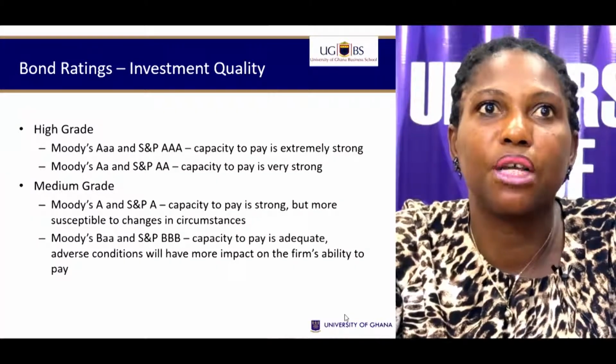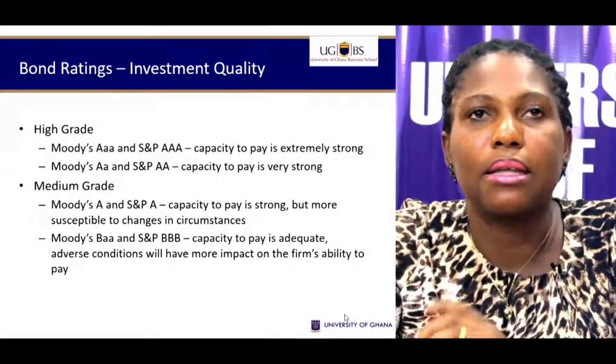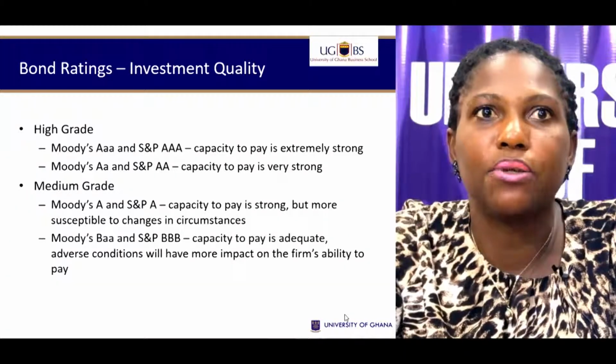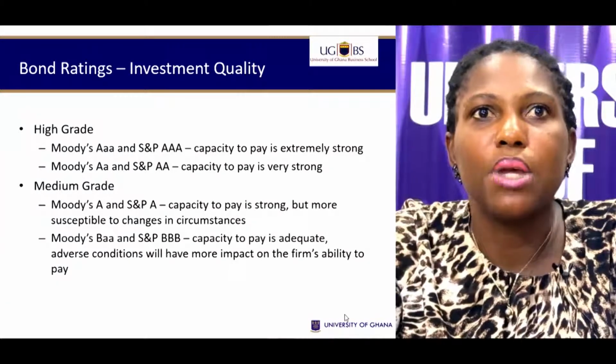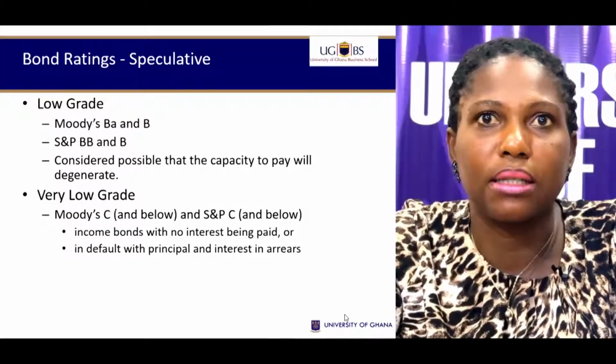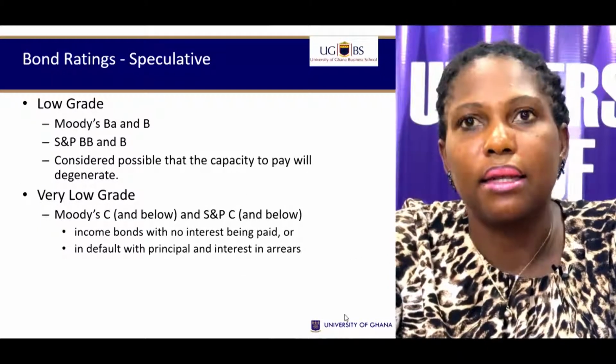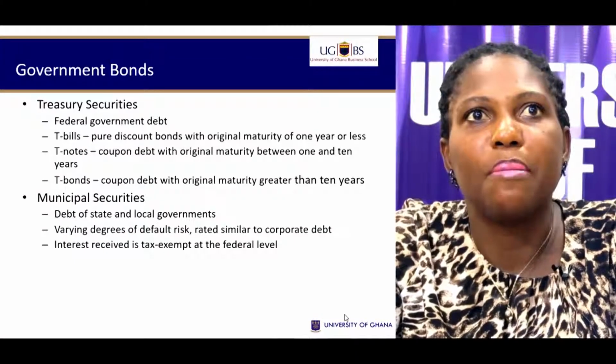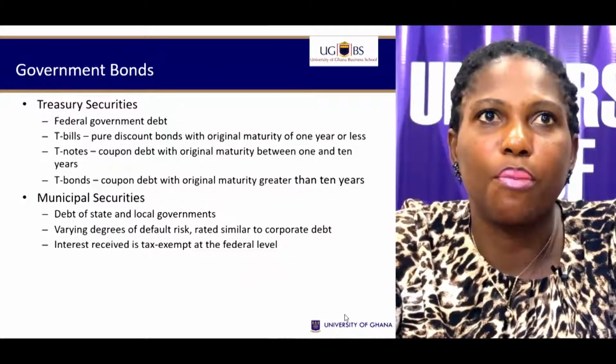to pay is extremely strong. Now, as the grading drops, it means that capacity to repay begins to get weaker by the day until you can get to categories of the D's and the C's, which usually may imply that we have got junk bonds.